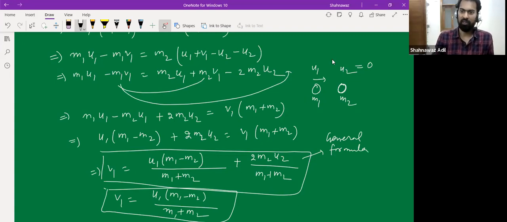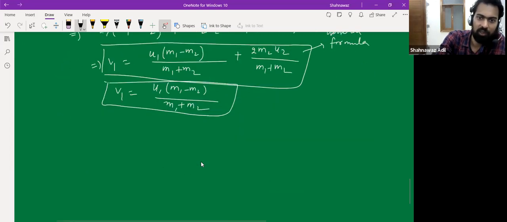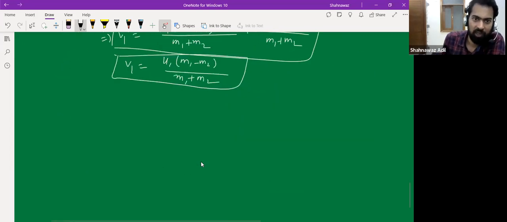Okay. And in this general formula, there will be some cases. Let's say your masses are equal. Then m1 minus m2 would be 0, so v1 would be 0. Right. So this is about the elastic collision in 1D. Right. So for the inelastic collision, I have only 2 minutes, so I will just say for inelastic collision.